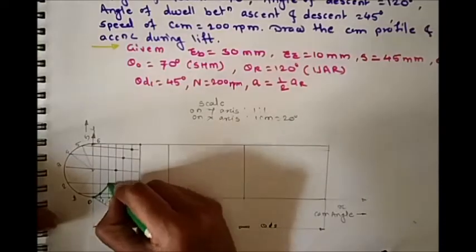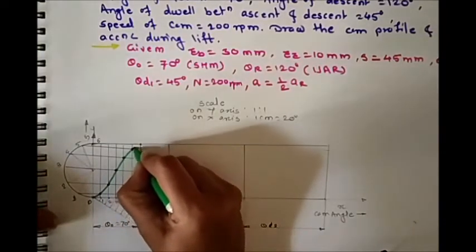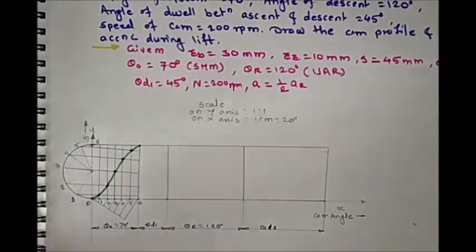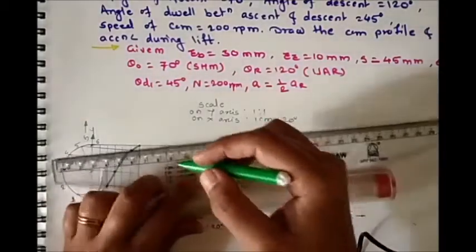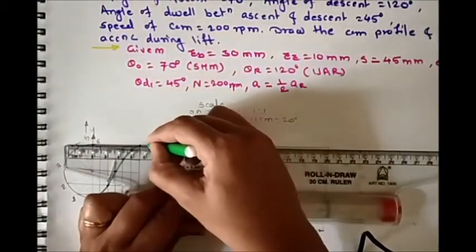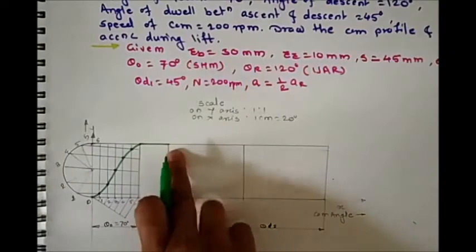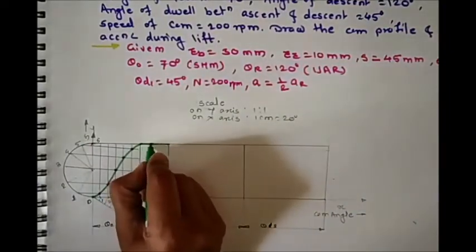This is your simple harmonic motion during the lift of the follower. Now there is a dwell period, so that motion continues up to this distance. It is a constant for the dwell period.